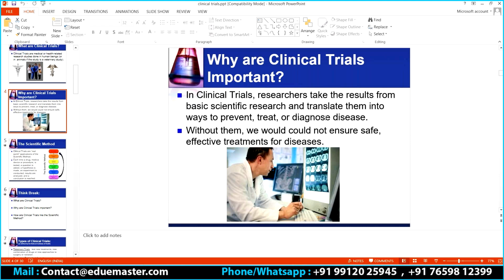But to produce all these ways, or to translate my scientific research into these three ways, I'm using clinical trials. But that leads us to a question, and that question is going to be, what is called basic scientific research? That one we are going to discuss here.